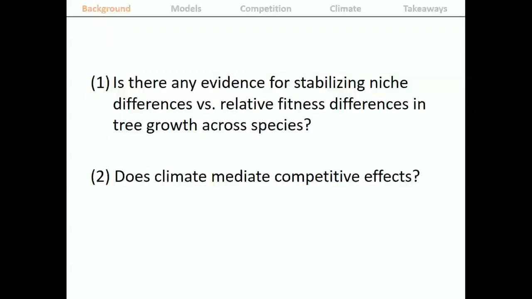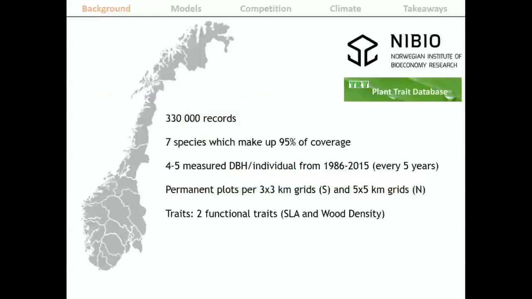One of them is: is there any evidence for stabilizing niche differences, so this niche dissimilarity in these particular forest plots, versus the relative fitness differences, or differences in competitive ability, in tree growth across species, and does climate mediate any of these competitive effects? So to do this, I've been using a forest inventory that is based out of the Norwegian Institute of Bioeconomy Research.